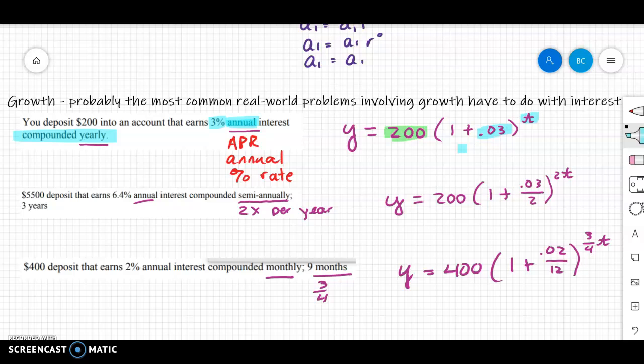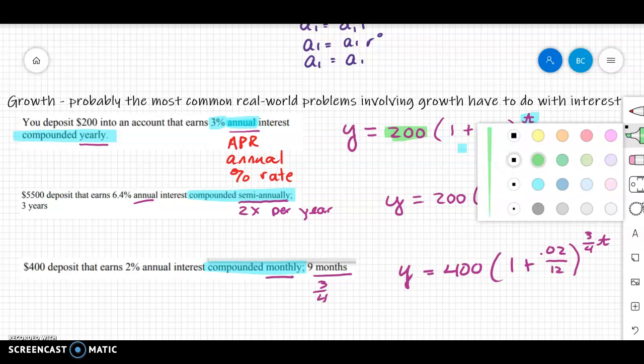So again, that's the most straightforward example, but it's the least likely to happen. What is more common is that we get some kind of compounding semi-annually, or maybe compounding monthly, or maybe even compounding daily. So we have to make our formula a little bit more complicated.